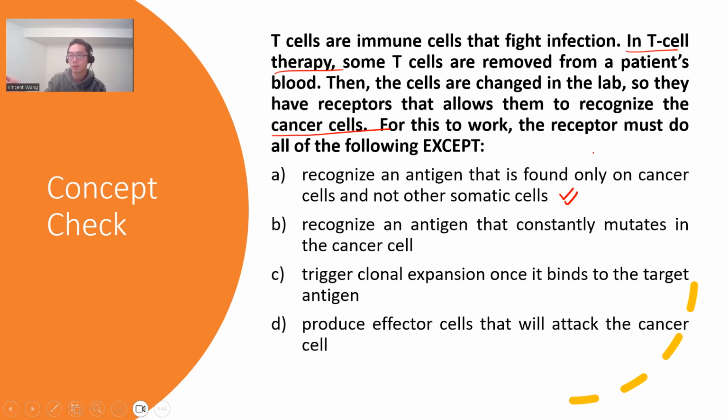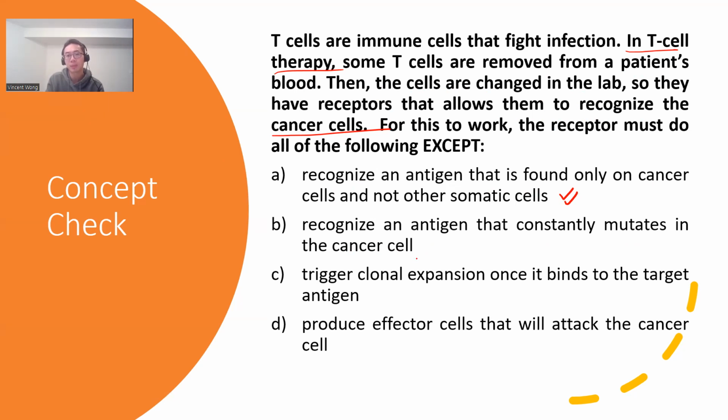Otherwise, the T cells will attack both good cells and bad cells, and that is bad news. You only want the T cells to attack the cancer cells and not the body's own cells. B. Recognize an antigen that constantly mutates in the cancer cells. Well, that would be ideal, but that's not going to happen.